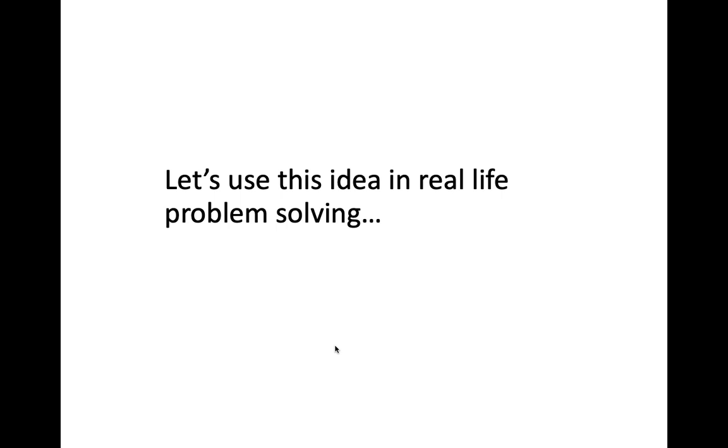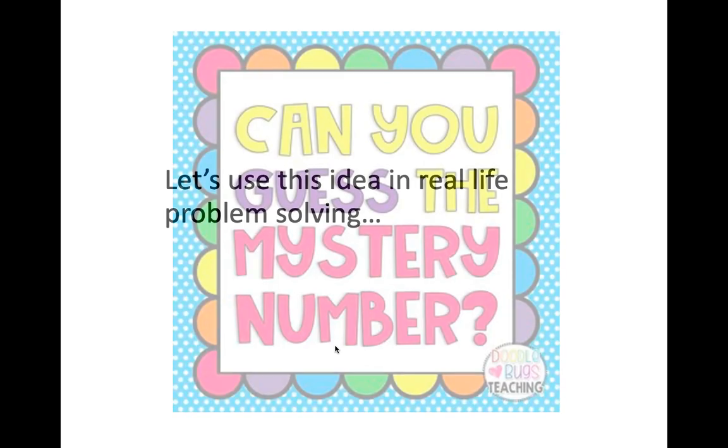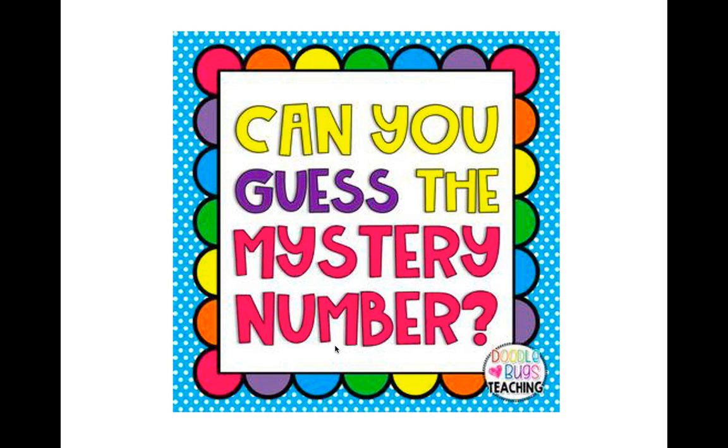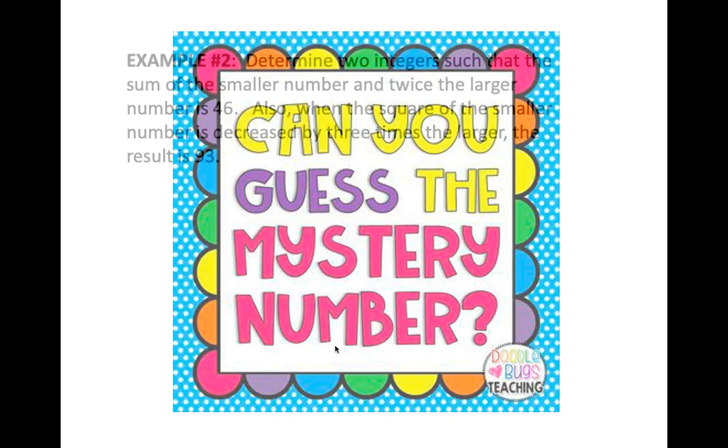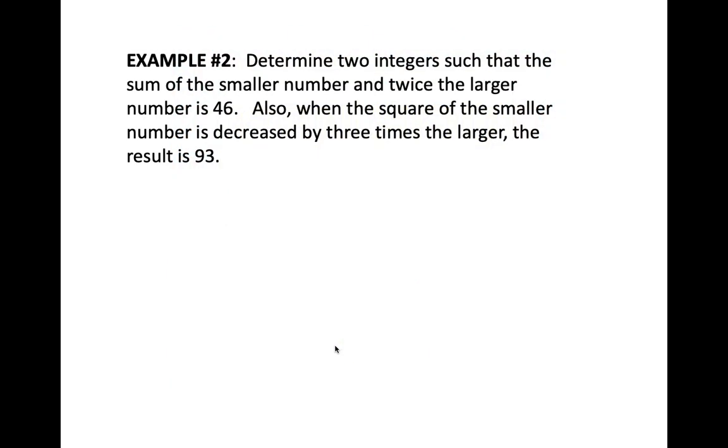Because what we're going to have to do is take a look at what the problem is, how we might need to model something, creating the quadratics to represent them, and then solving it again. So first one we're going to do is actually just a mystery number question. Determine two integers such that the sum of the smaller number and twice the larger is 46. And also, when the square of the smaller number is decreased by 3 times the larger, the result is 93.